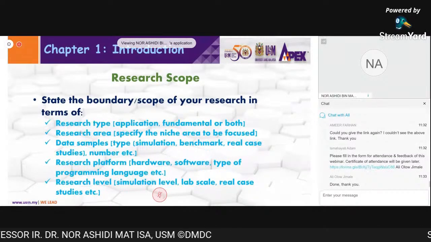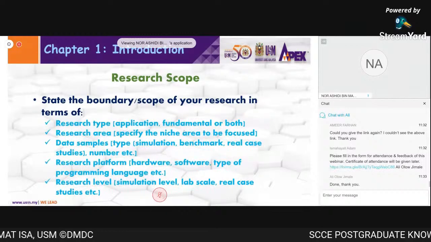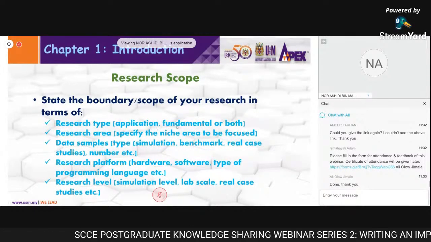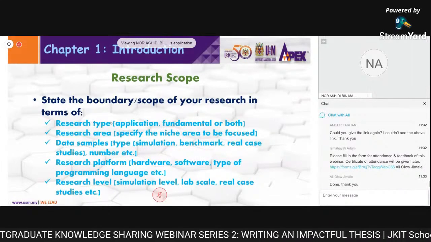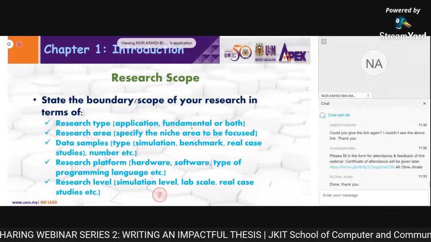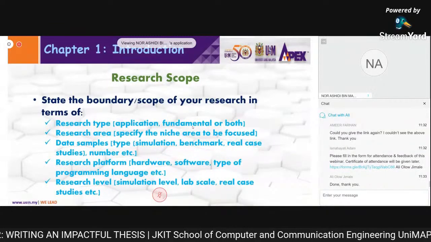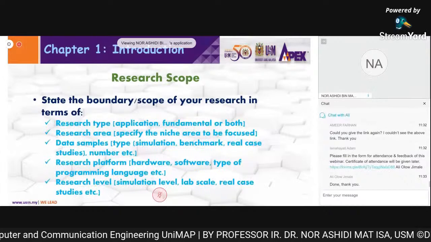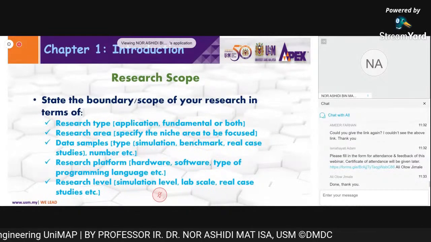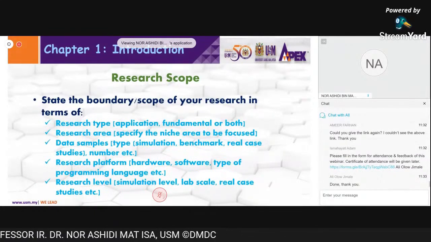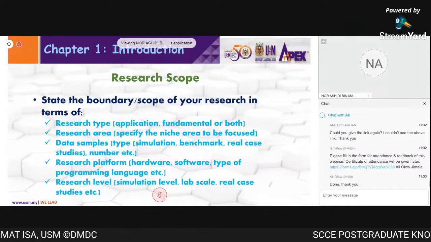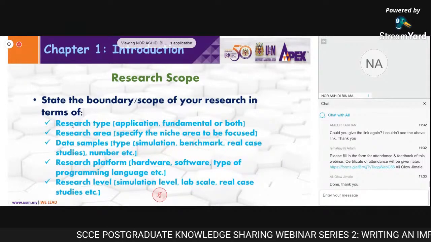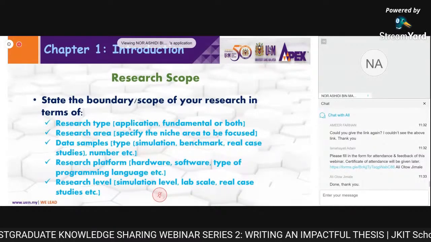Either your research type is application or fundamental, or you have both. Like my student, she has both fundamental and application. Fundamental is about having a new model for the chromatic pattern as well as the boundary of the membrane irregularity, and then she combines everything to be applied for the real world. So she has both research types, fundamental and application.